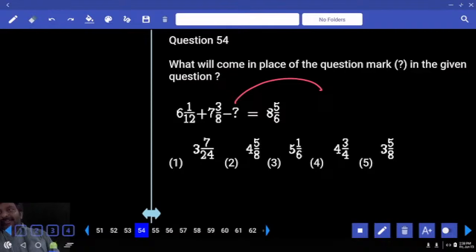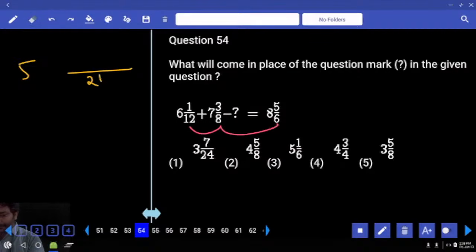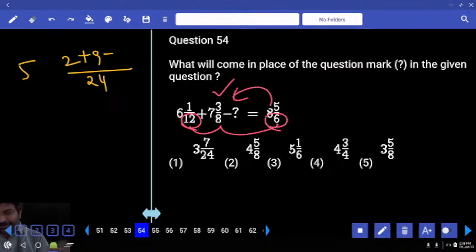Minus x goes to the other side. This number comes to the left hand side. First consider only the integers. 6 plus 7, 13. Minus 8, 5. Now let me consider 12, 8 and then 6. LCM is 24. Sum, and when it comes to the left hand side, it becomes minus. 6 how many times? 4. 4 into 5, 20.